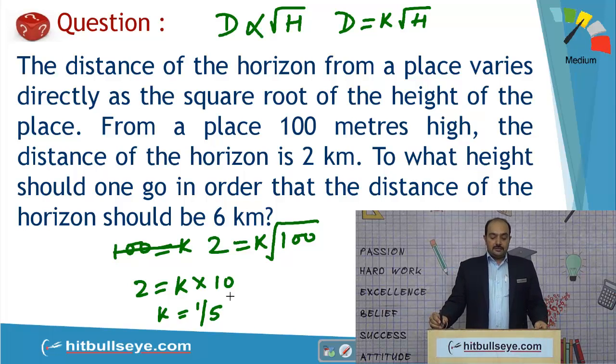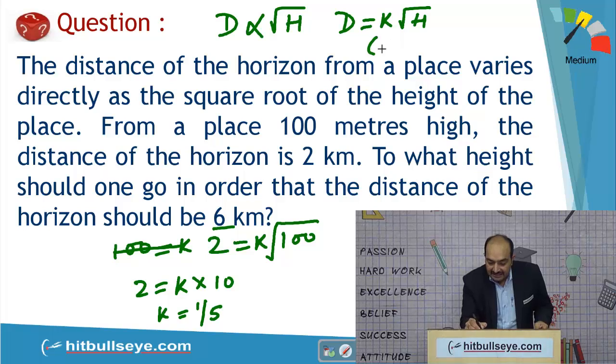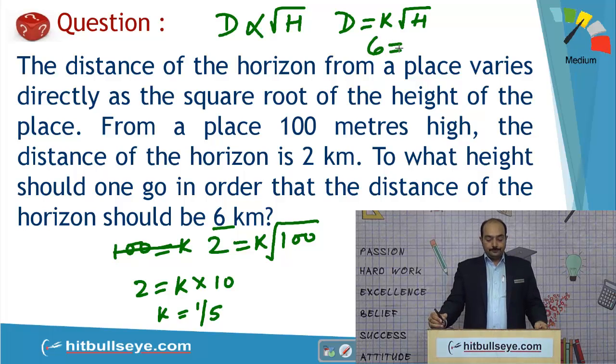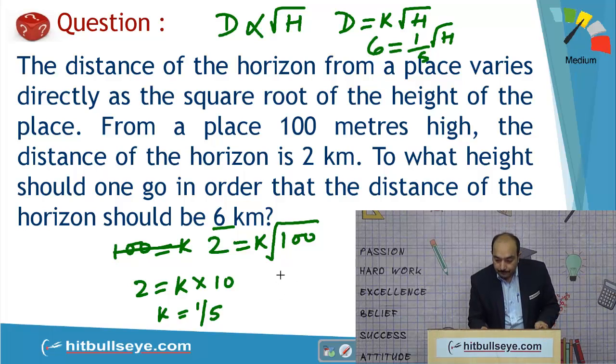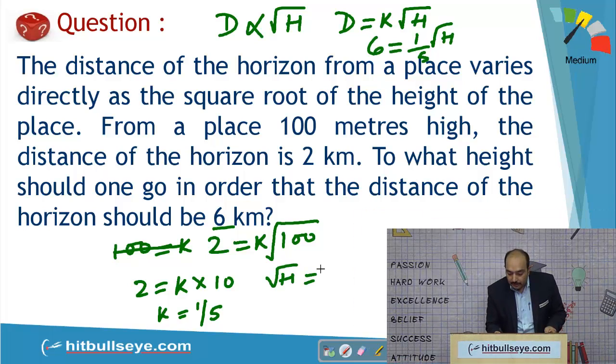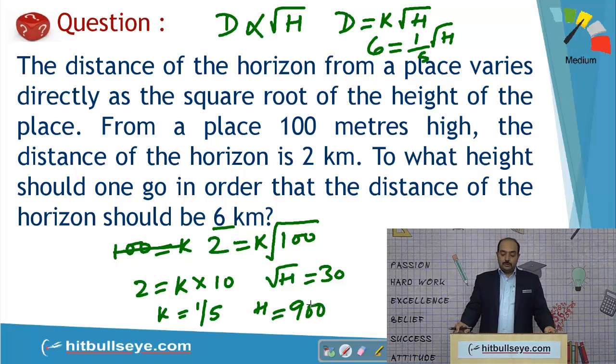We need to find the height such that the distance should be 6, which means we'll get 6 equals 1 upon 5 into root h, which gives us root h equals 30. Solving it further, squaring it, we get h as 900. That's your answer. So let's have the next question.